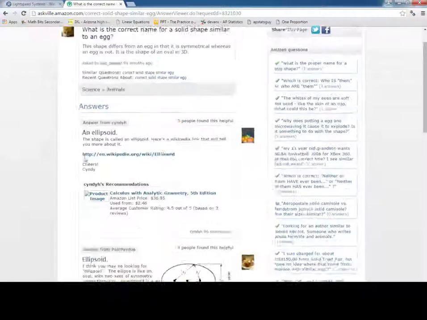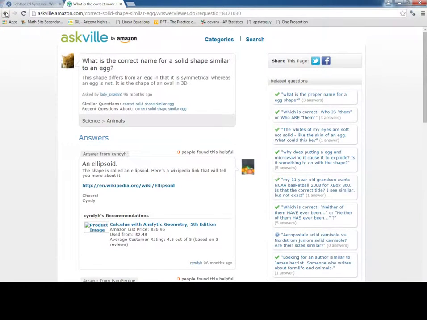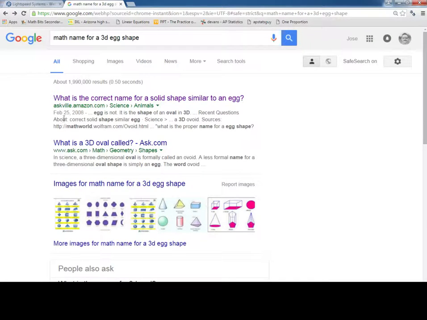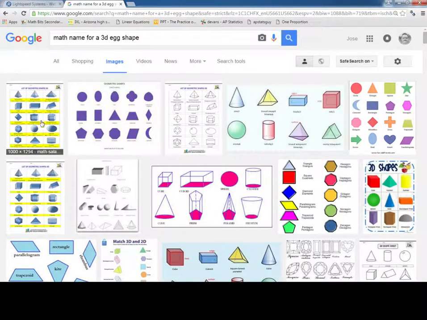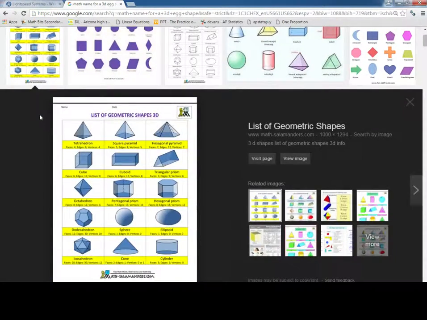Yeah, it's an ellipsoid. Oh, this is a cuboid. It's not a right rectangular prism. It's a cuboid. Sounds like a video game of some sort.